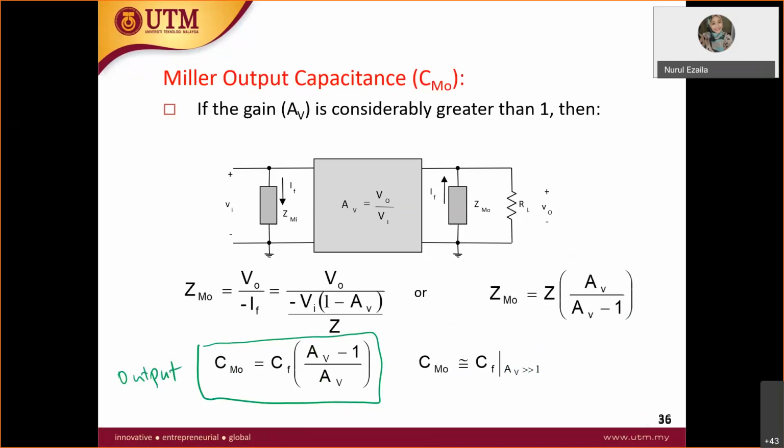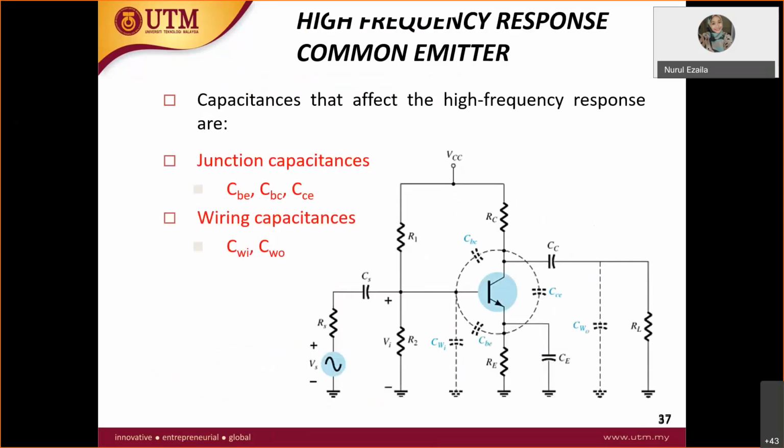F is the feedback capacitance. Let's take a look at the example here. Let's start here. You have this circuit, and you have to include all the internal capacitance. So you have 1 here, 2, 3, and do not forget the wiring. The wiring here is not Miller. So what is Miller? I will show you next.